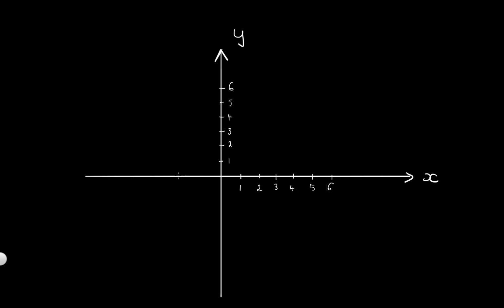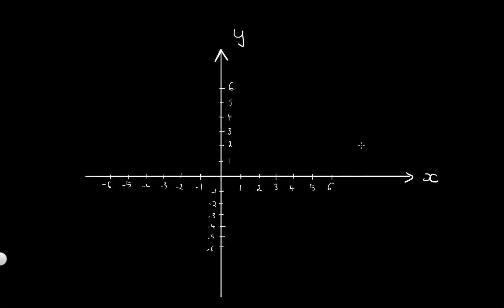Now, this is our x-axis. These are our positive values. Over here we've got negative values, so it'll be negative 1, negative 2, negative 3, negative 4, negative 5, negative 6. And likewise with the y-axis, we've got negative y values down here, negative 1, negative 2, negative 3, negative 4, negative 5, and negative 6. Now, of course, those values keep going.